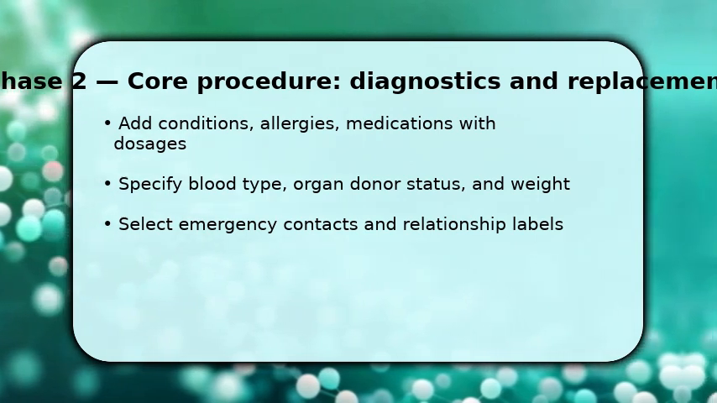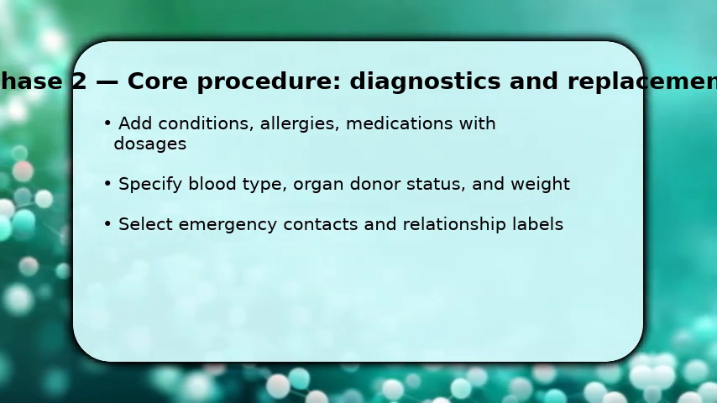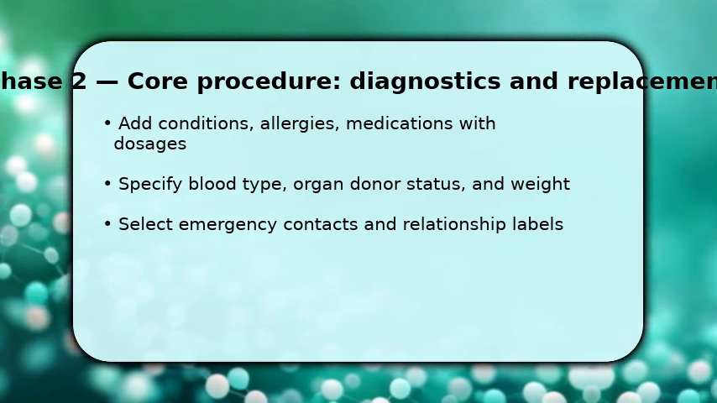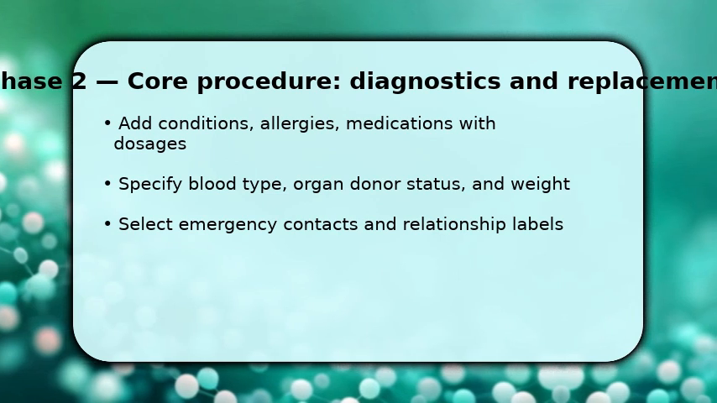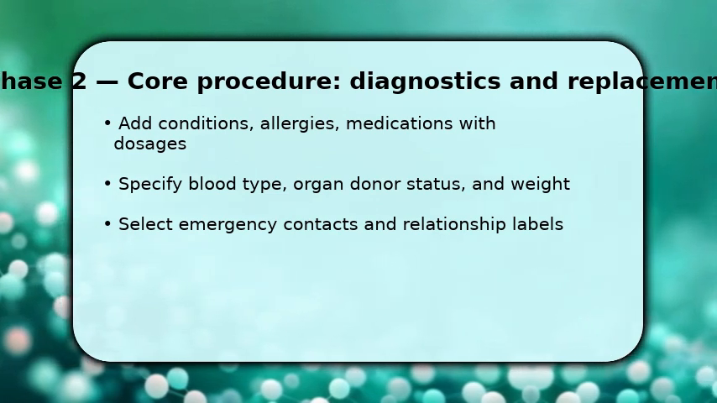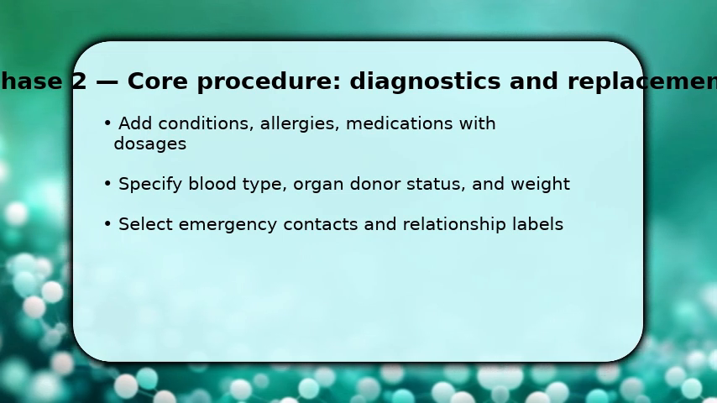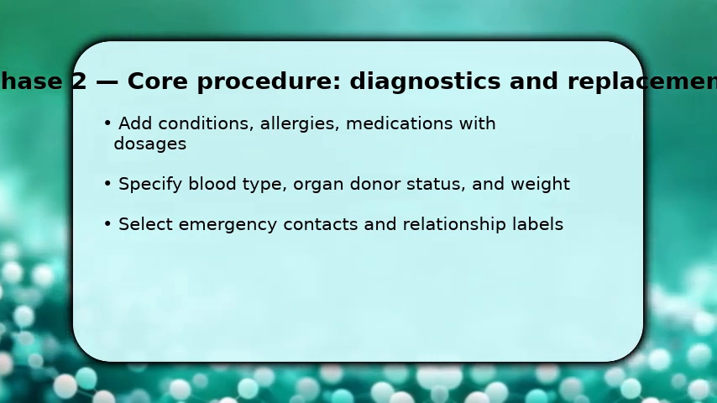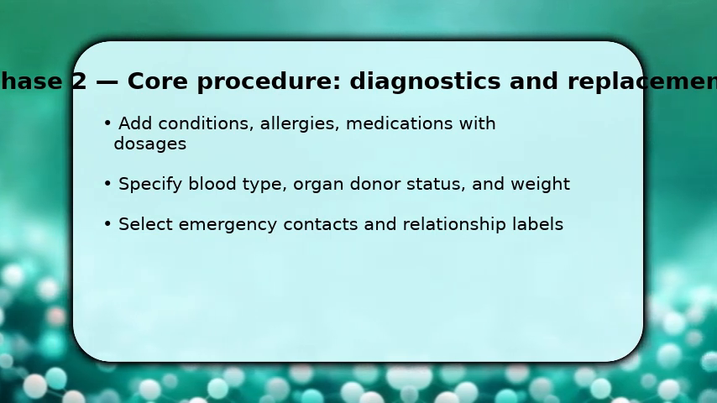Once you add blood type and organ donor status, make sure units like milligrams are written out. Clarity prevents dosing mistakes. Then tap Emergency Contacts, choose from contacts, and label relationships so responders know who to call. Remember to update dates and chronic conditions, medical history changes, and keeping it current matters for safety.